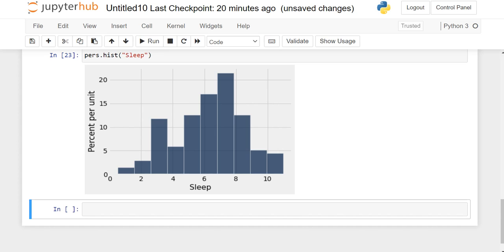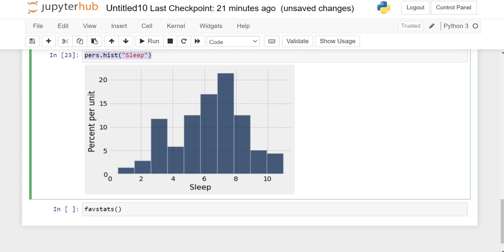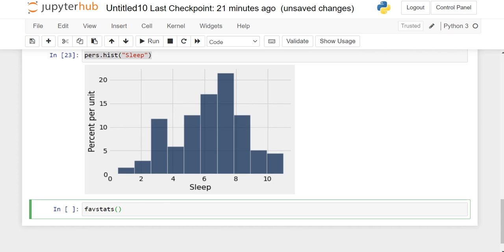Okay. I also created the favstats. It's a function, and I created it for you. I'm just going to paste the sleep in there, and I don't want the histogram. I'll just tell you that I need to do dot column.